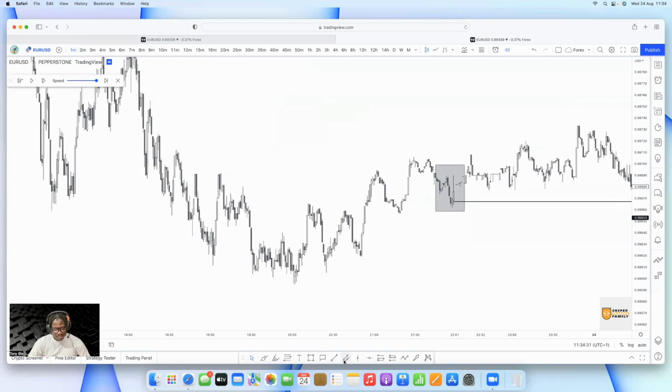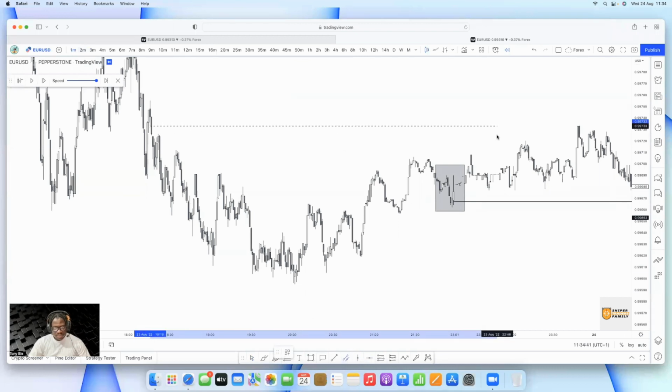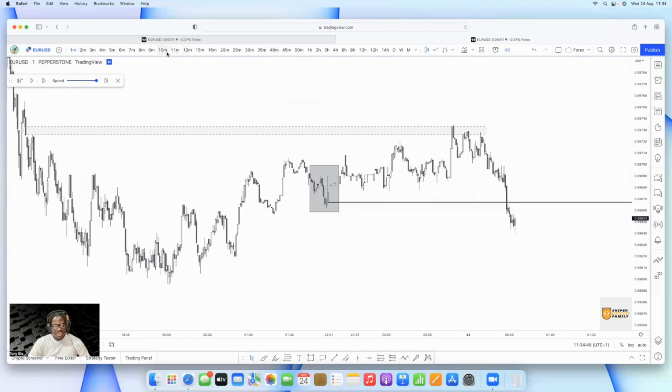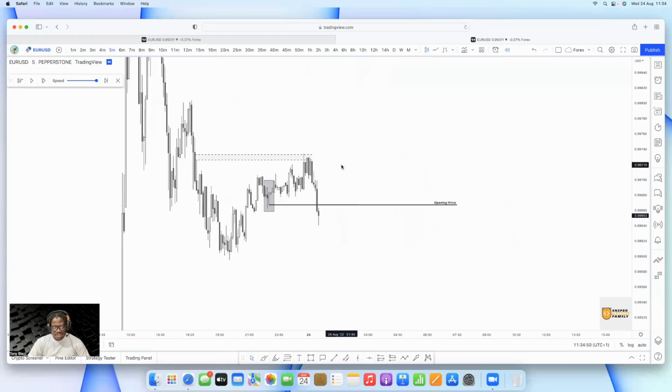You can see we have this imbalance here. We have this imbalance in this area, all the way to here. That is where price came. That was where price set the high. So if your entry was here, although it is not in the session, this is 11:45, it is not London session yet, but then you took a sell from here. This is you selling above the opening price.